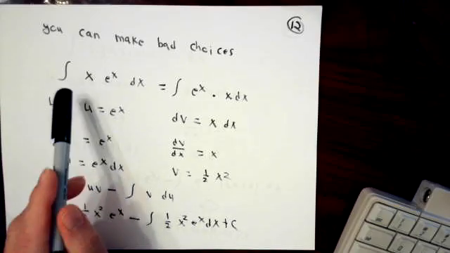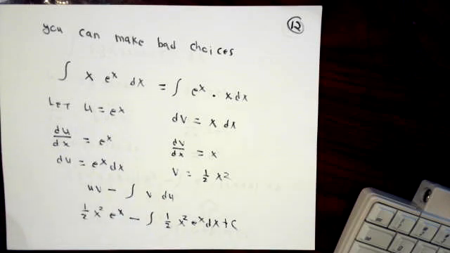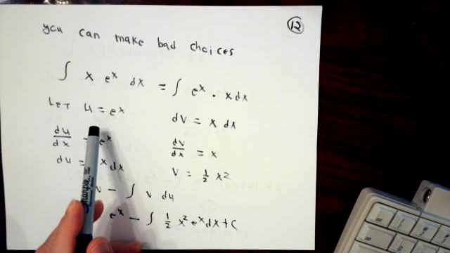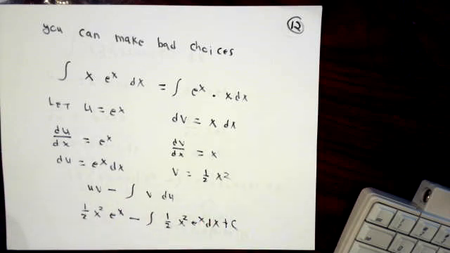I want to find the antiderivatives of x times e to the x. I've got a factor of x. I've got a factor of e to the x. I've got kind of, sort of, a factor of dx. There's different ways I could group stuff together, but I'm going to deliberately make a bad choice here. I'm going to pick the u to be the e to the x. I'm going to pick the dv to be x times dx.